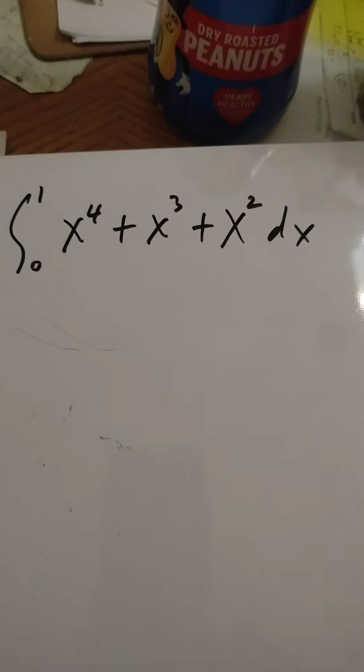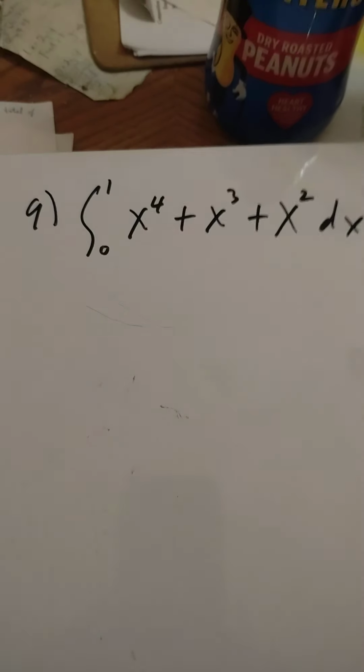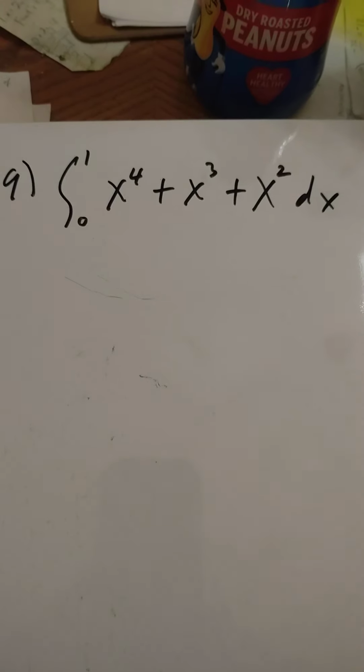So number 9 is not on Learn, because I wanted to do this one on YouTube. So let me write number 9 down. Number 9, we got the integral from 0 to 1, x to the 4th plus x cubed plus x squared dx. So there is our problem. By the way, I'm going to improve these YouTube videos. I did buy an easel, so eventually I'm going to use that easel so these YouTube videos will turn out better.